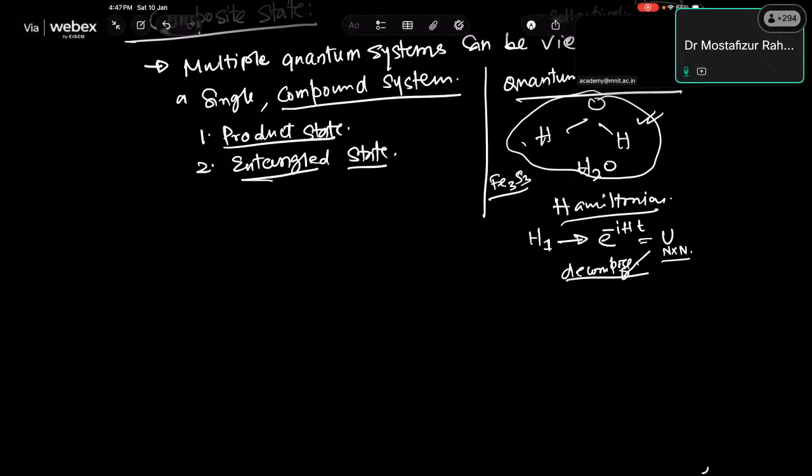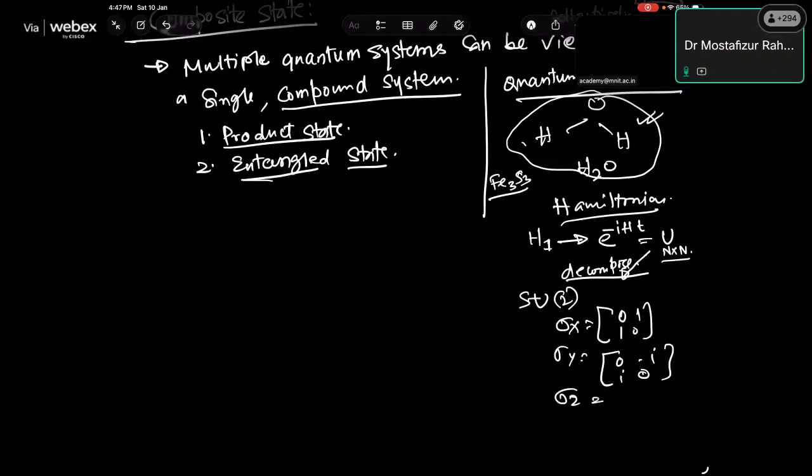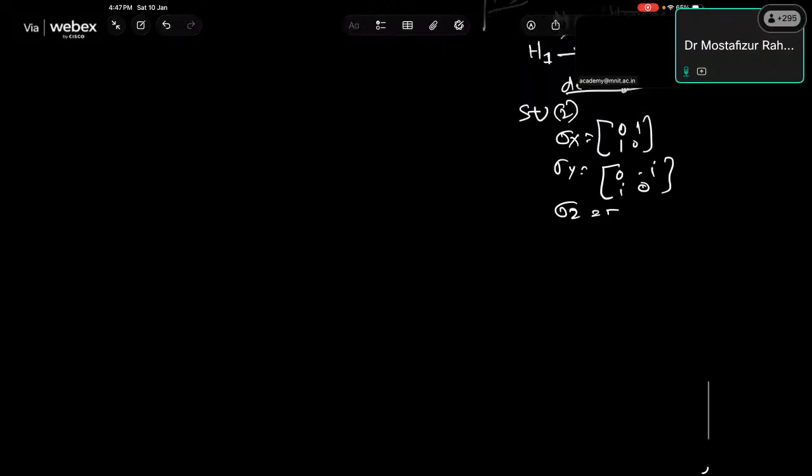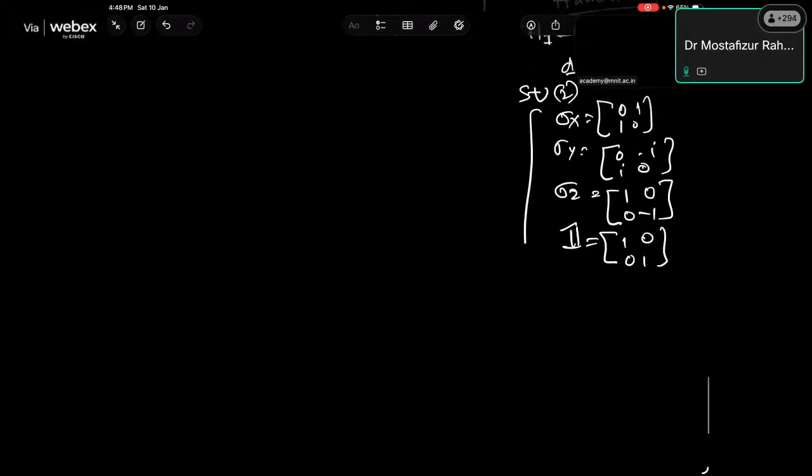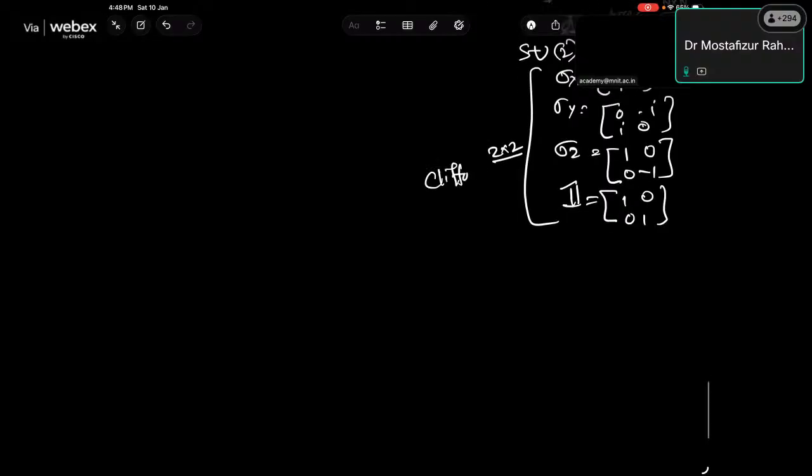Can you decompose this matrix into smaller matrices? So you say SU2, as a product of SU2, like the Pauli matrices, for example, sigma X, sigma Y, or sigma Z, and in fact the identity matrix itself, and some coefficient times these kinds of matrices. These are the 2 cross 2 unitary matrices of the Clifford set, also known as the Clifford gates of dimension 2 cross 2.